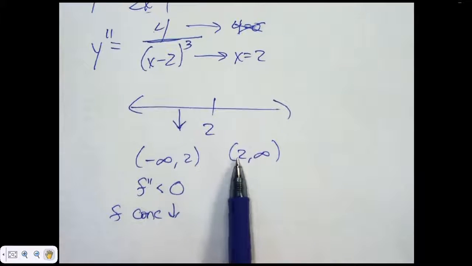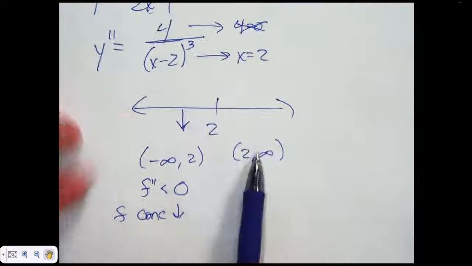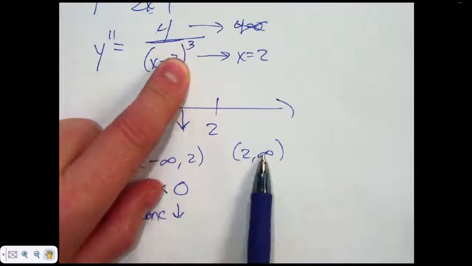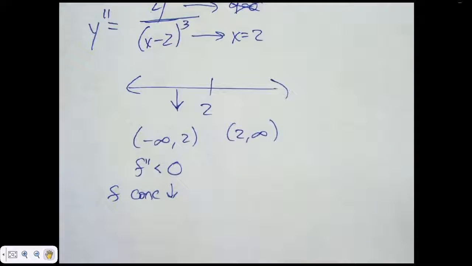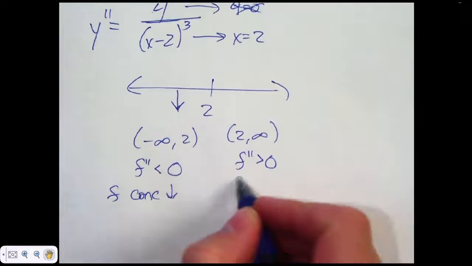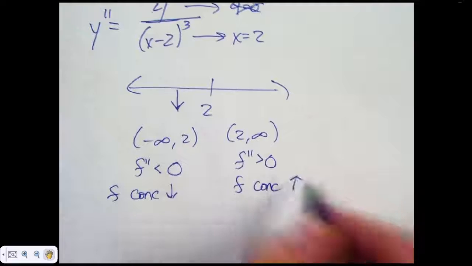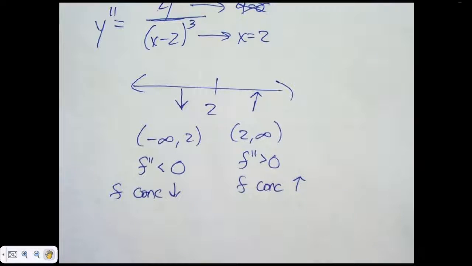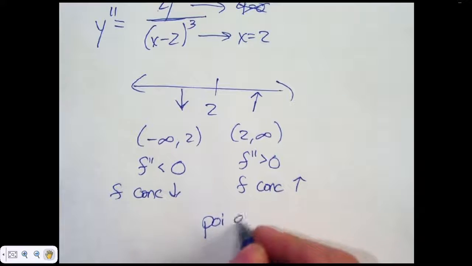Repeat that with something between 2 and infinity. 4. 4 minus 2 is positive. Cubed is still positive. 4 divided by positive is still positive. So the second derivative is positive in this range, which means f is concave up. So at this point, you might think there's a point of inflection. There's not. I'll show you why. Do you see why I'm saying there could be? You're switching from down to up, right?